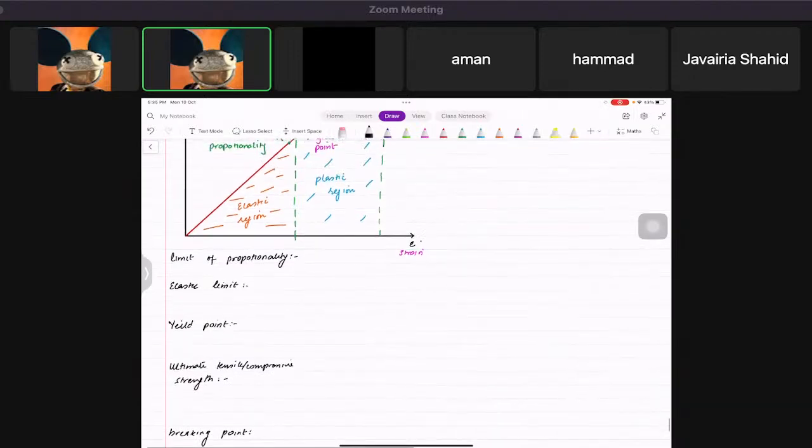So first of all, let's see, for this one, this is basically a point till which force is directly proportional to the extension.